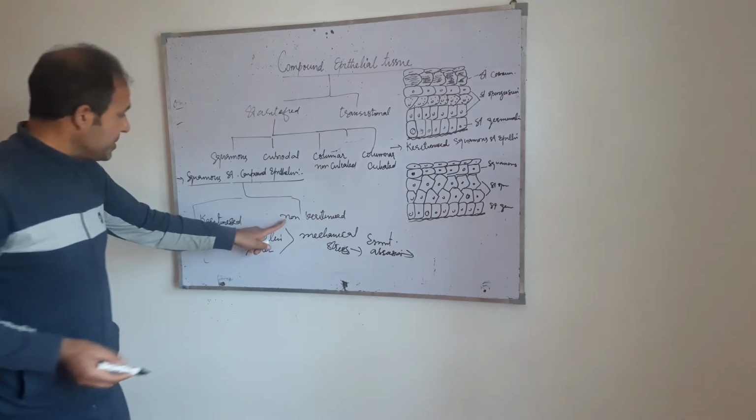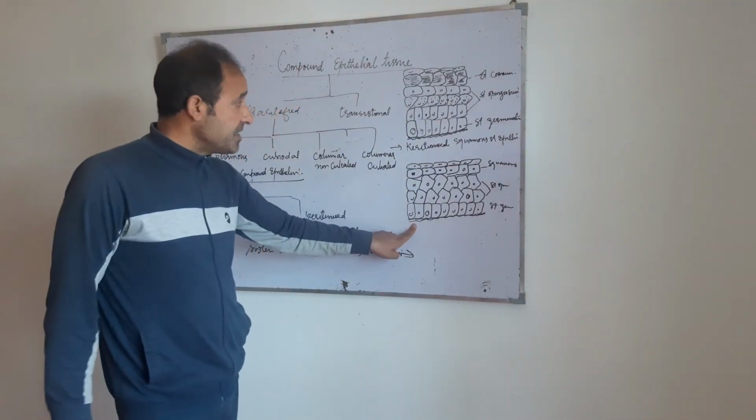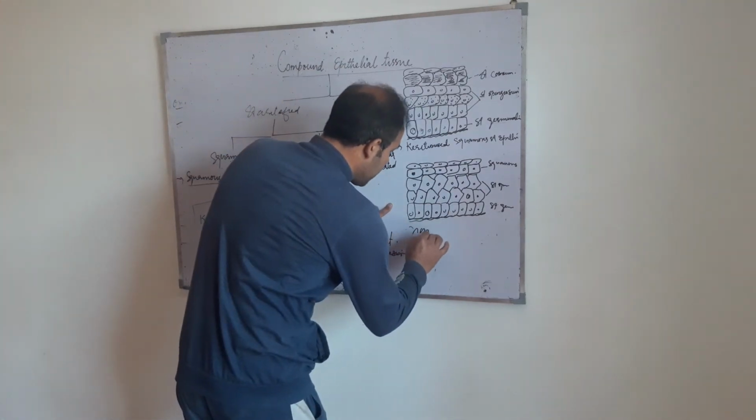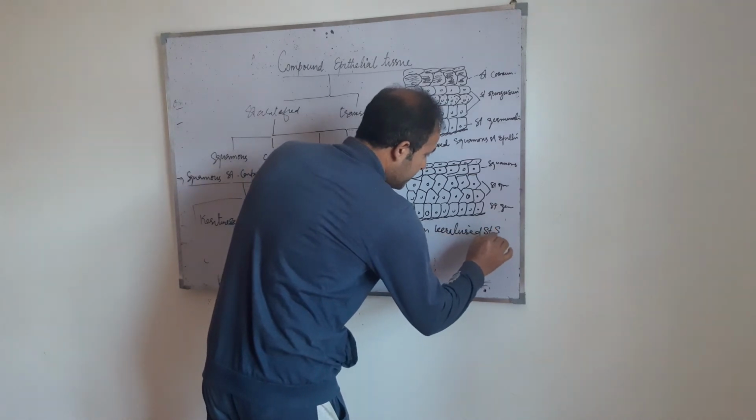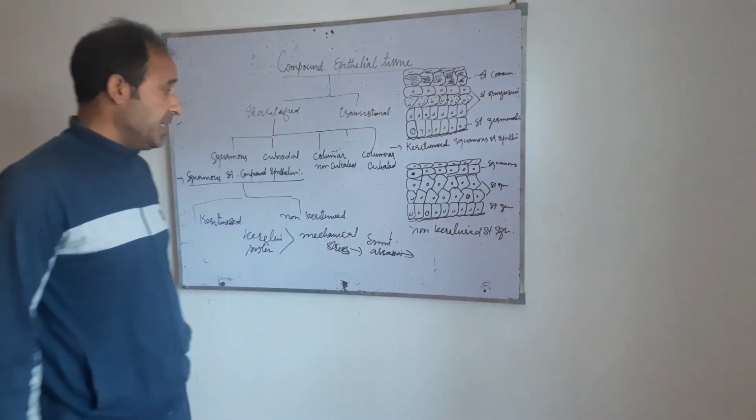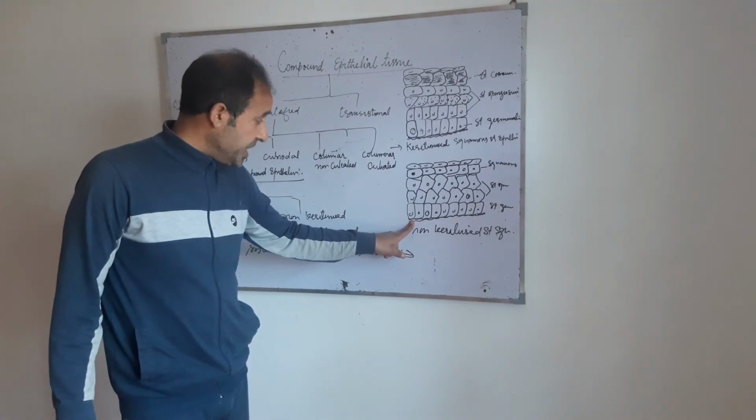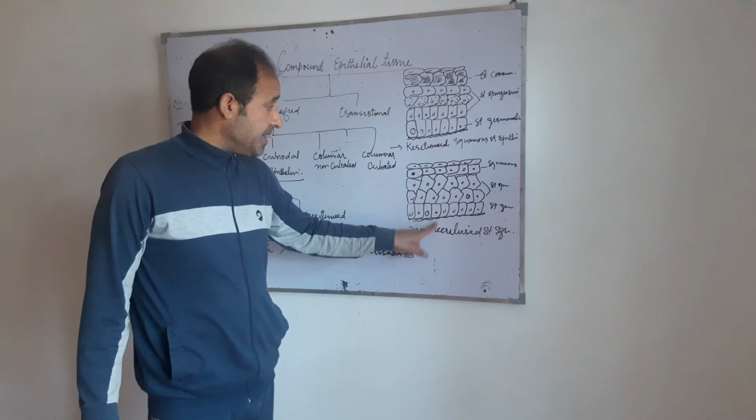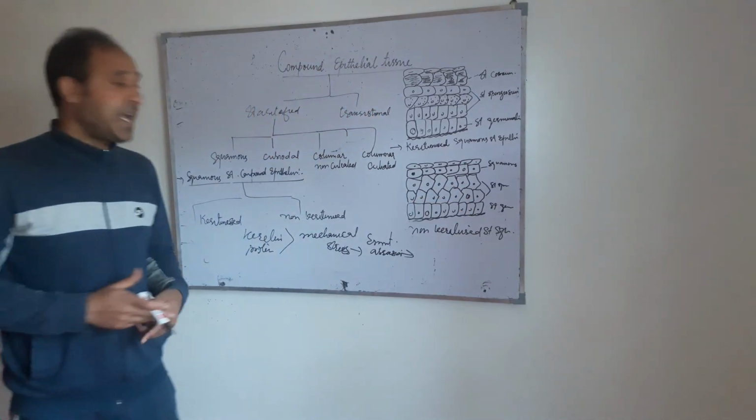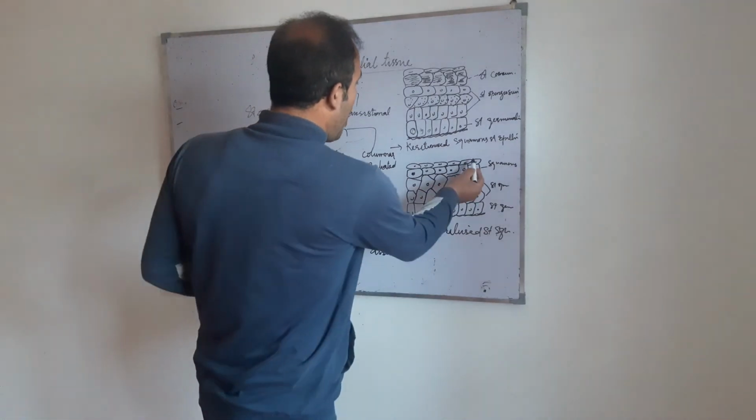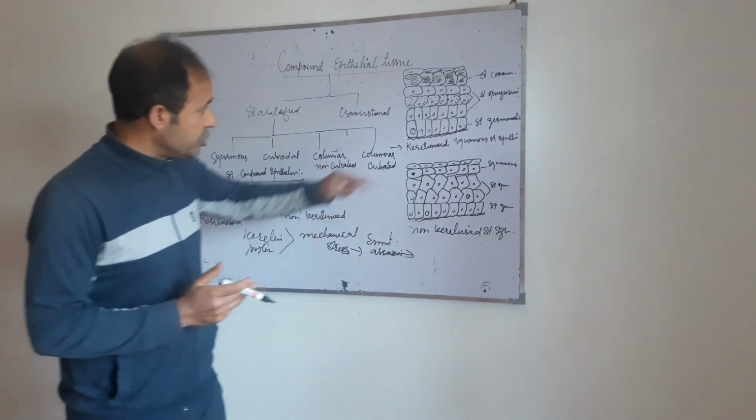Then the second is non-keratinized stratified squamous epithelium, a compound epithelium. Here the lower layer of cells is always columnar in shape and rests on the basement membrane. The middle cells are called stratum spongiosum. They are of different types, polygonal in shape, and the outer, superficial layer of cells is squamous in nature.